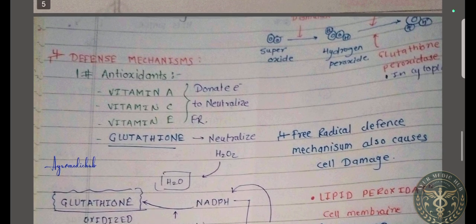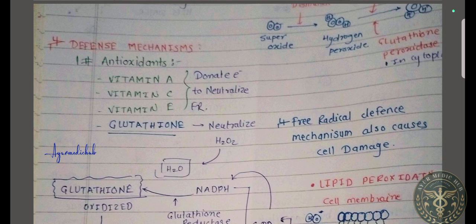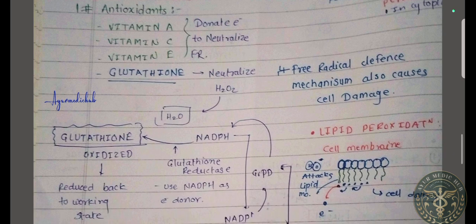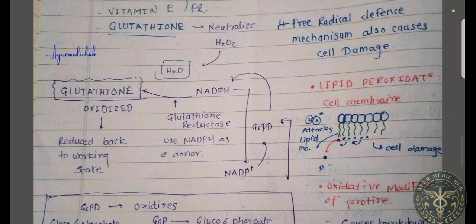In defense mechanism, antioxidants like vitamin A, vitamin C, and vitamin E donate electrons to neutralize free radicals. Glutathione neutralizes hydrogen peroxide into water. What happens? The oxidized glutathione is reduced back to the working state by the electron given by NADPH.